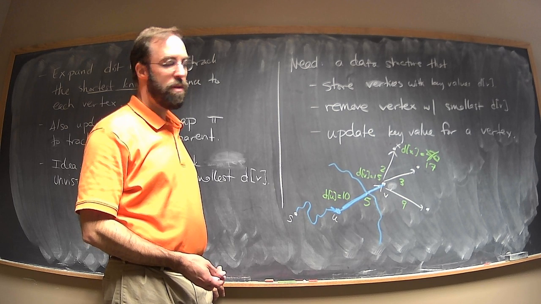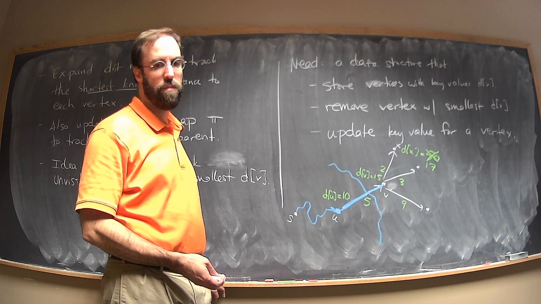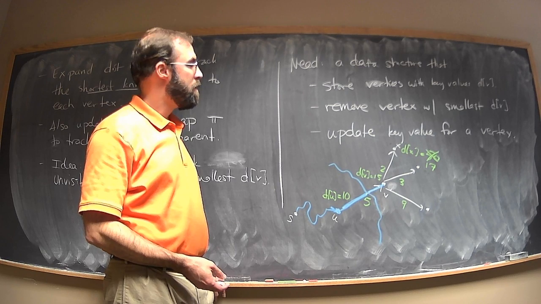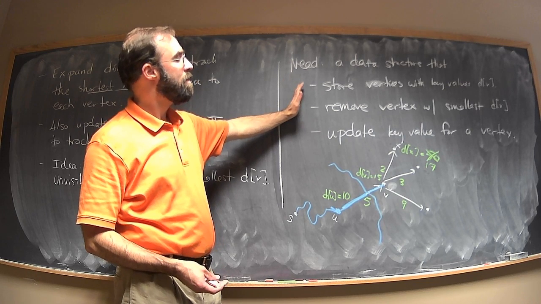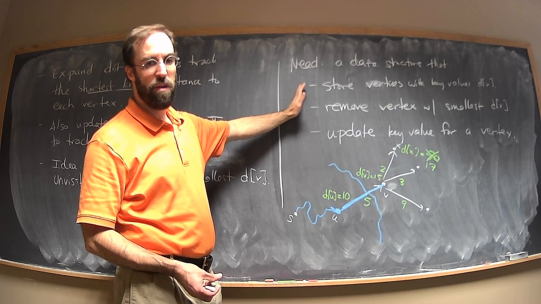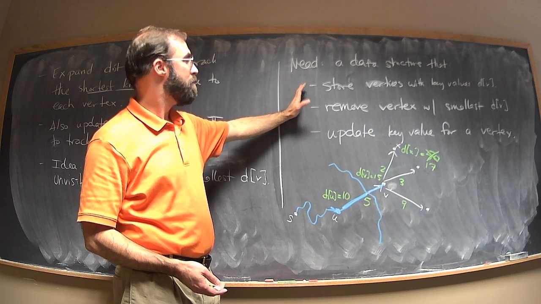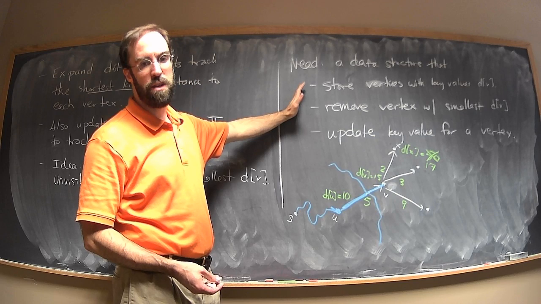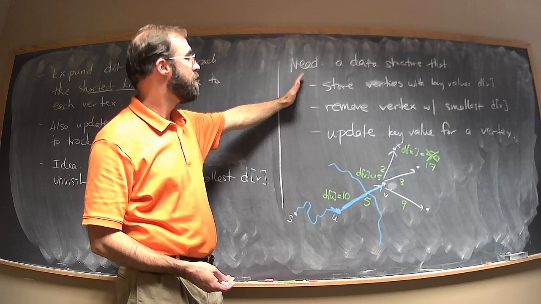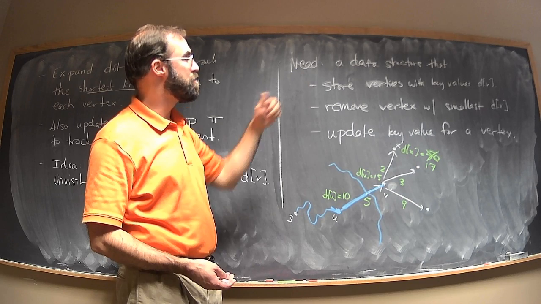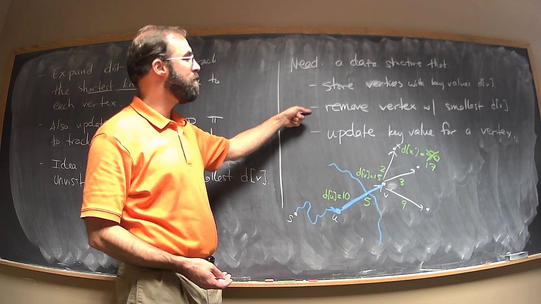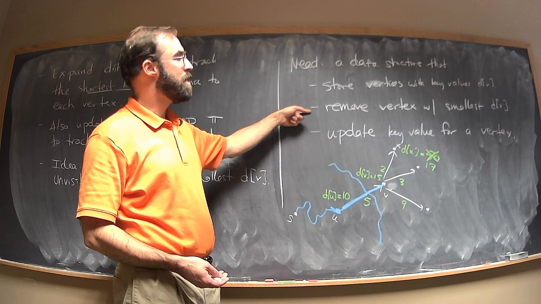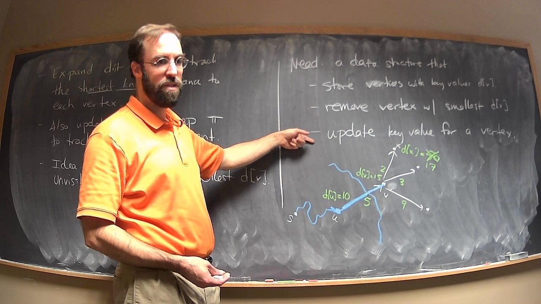Other questions? All right. So I want you to get in your groups. I'll give you about 5 minutes, so not long, but I just want you to brainstorm what data structures, what ways can you think of to do this? So to store a bunch of vertices with these values, to be able to get out the vertex with the smallest value, and to be able to change the value for a given vertex.